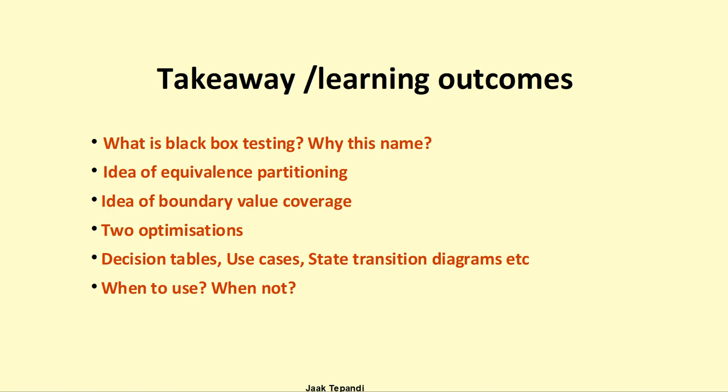There are many other methods that can be used for white box testing. They are considered in the lecture, or you can find them in the materials. But for this video, the outcomes are the notion of black box testing, and why this name, of course, the idea of equivalence partitioning, the idea of boundary value coverage. We make 2 optimizations. What kind of optimizations are they?